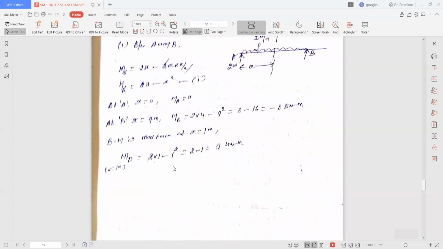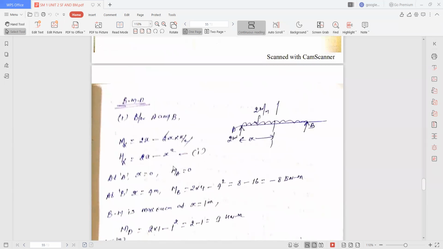So how to draw the bending moment diagram? As usual, to draw the bending moment diagram between A and B, you have to take a section between A and B and find the moment at x equation at the section. The moment at x is equal to load into distance, for the loads acting on the left side of the section.